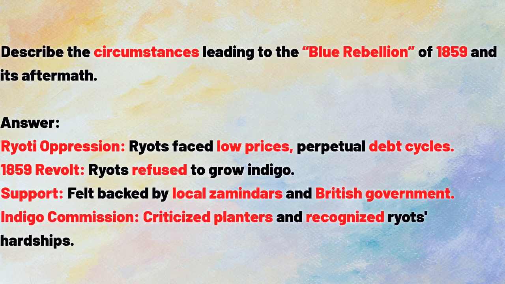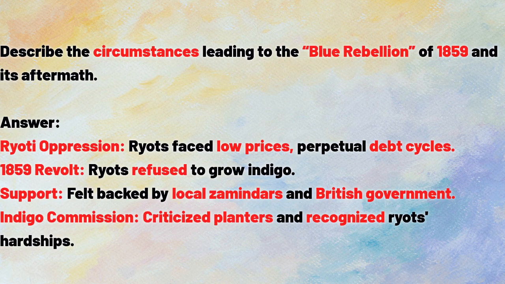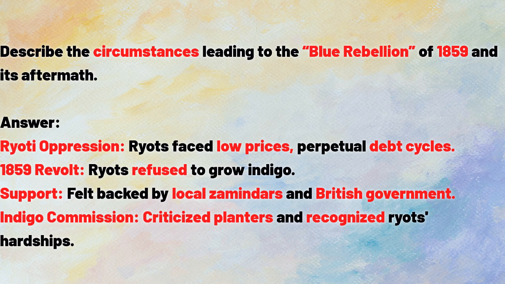Describe the circumstances leading to the Blue Rebellion of 1859 and its aftermath. Answer: Ryoti oppression. Ryots faced low prices, perpetual debt cycles. 1859 Revolt. Ryots refused to grow indigo. Support, backed by local zamindars and British government. Indigo Commission, criticized planters and recognized ryots' hardships.